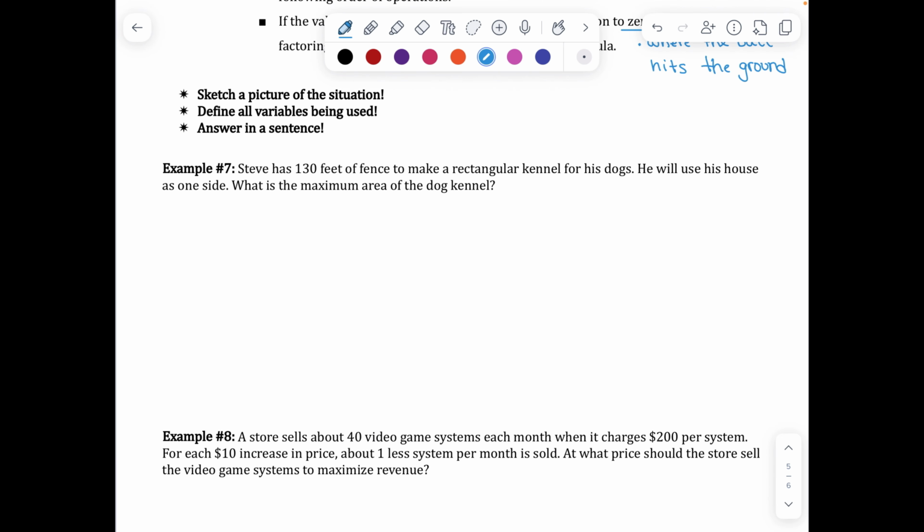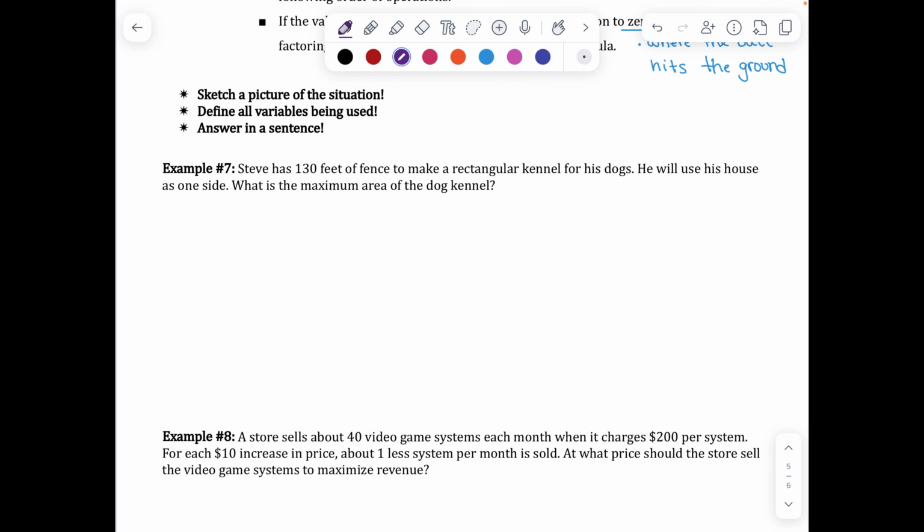So Steve has 130 feet of fence to make a rectangular kennel for his dogs. He will use his house as one side. We want to find the maximum area of the dog kennel. So already seeing that it says maximum, I'm going to have to find a vertex. First, I need to actually write the function.